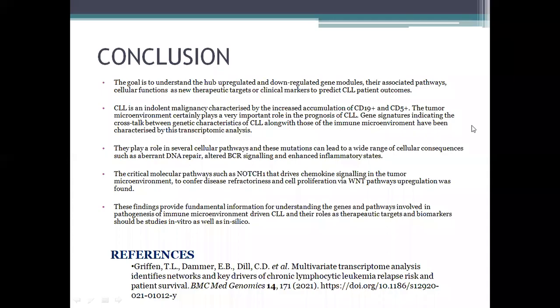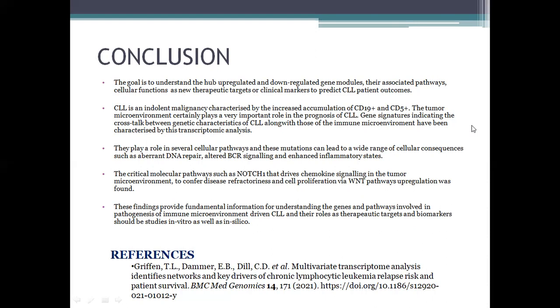The tumor microenvironment certainly plays a very important role in the prognosis of CLL. Gene signatures indicating the crosstalk between genetic characteristics of CLL along with those of the immune microenvironment have been characterized by this transcriptomic analysis. They play a role in several cellular pathways, and these mutations can lead to a wide range of cellular consequences, such as aberrant DNA repair, altered BCR signaling, and an enhanced inflammatory state in general.